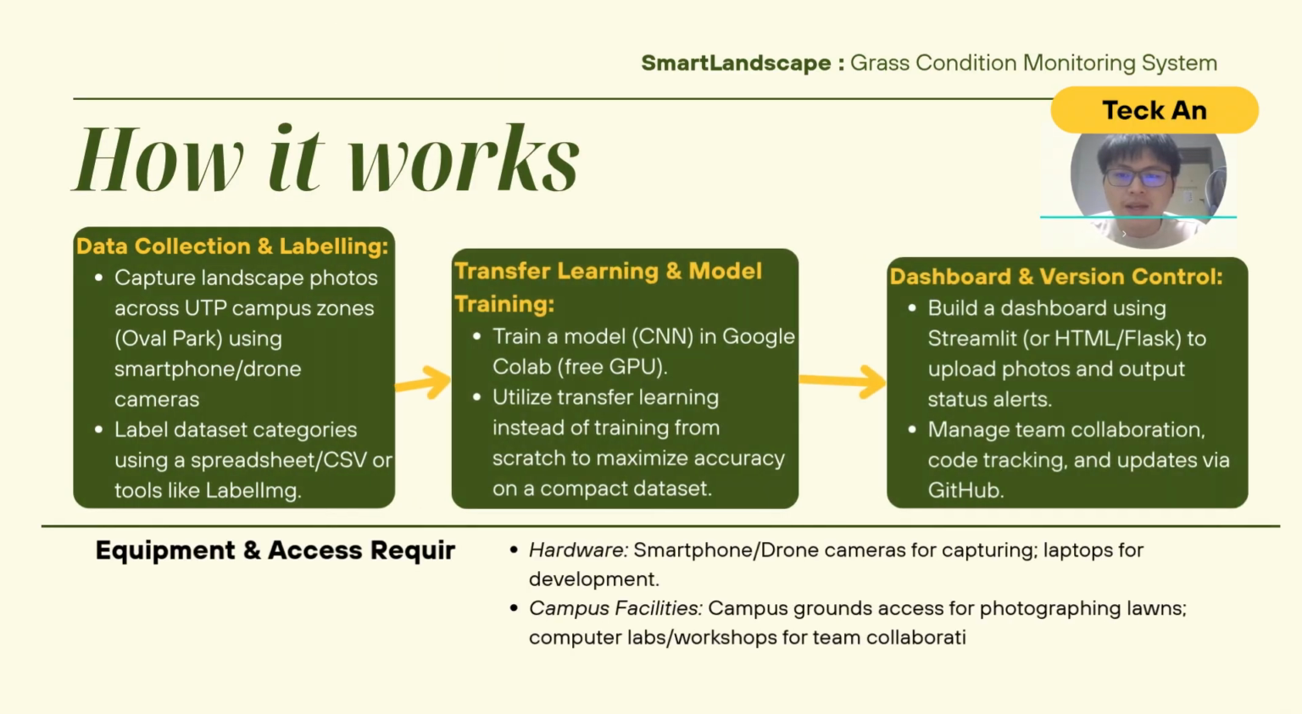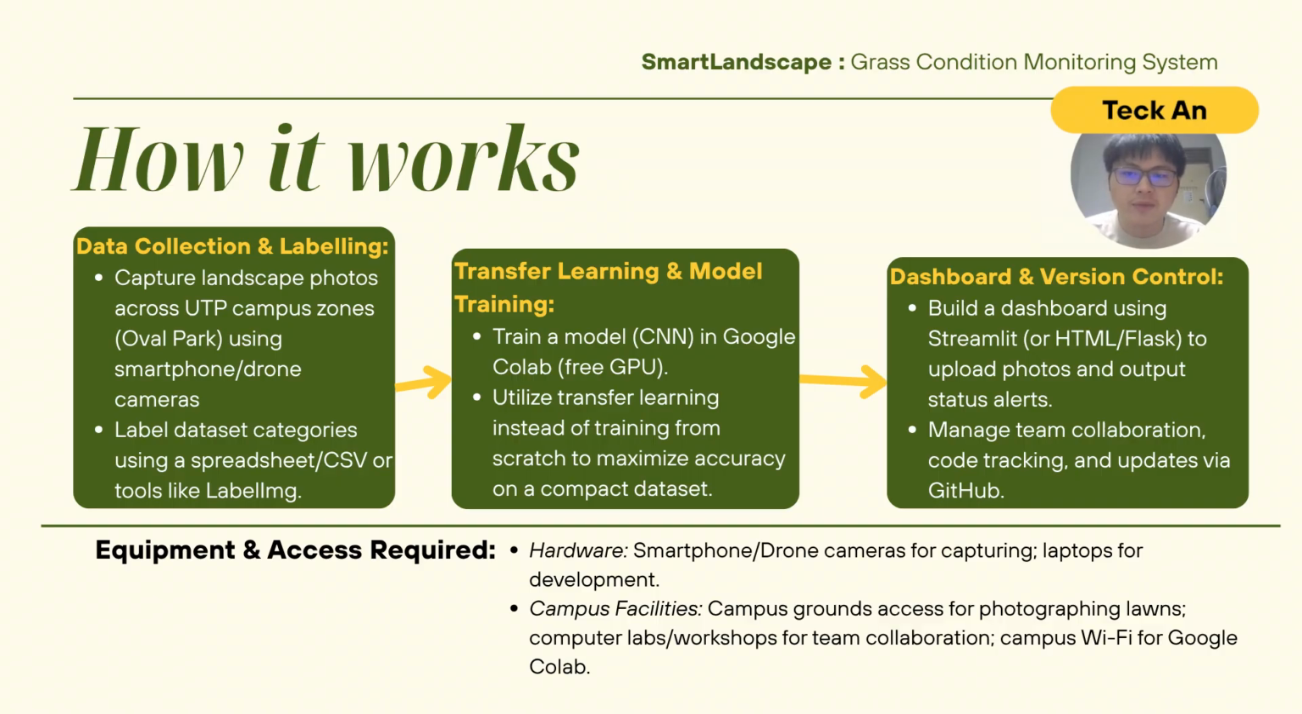So for the prototyping plan, we plan 3 steps. The first step is that we will do the data collection and labeling, which will capture the landscape photos across the UTP campus zones, specifically Oval Park, using smartphone or drone cameras. And we will label the dataset categories using a spreadsheet or CSV or tools like LabelImg.